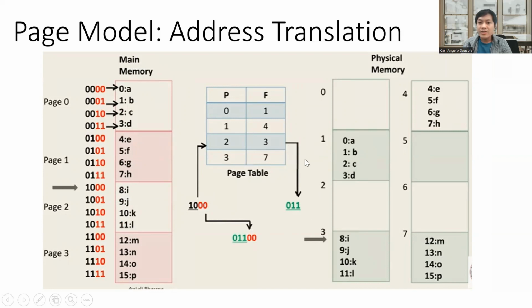So when it checks here, this is frame 3, so we code the binary of frame 3, which is 3 bits. To get the 8i, we need to add the following bits: 001 for the frame indication, and the remaining offset from the page, 00, so that we can say that 8i is located here in frame 3. That is how translation works from your main memory to your physical memory.